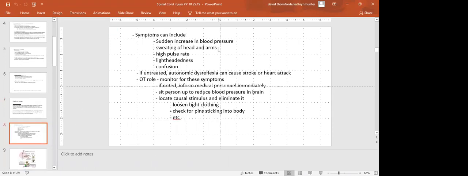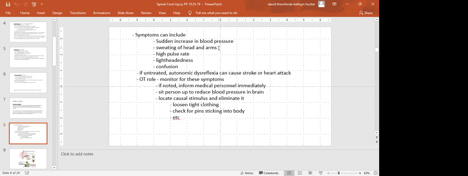The symptoms we need to be aware of are a sudden increase in blood pressure, sweating in the head and arms, high pulse rate, lightheadedness, and confusion. We need to be aware of these symptoms, so if these happen, we can inform medical staff and we can take some steps to reduce the things that may be bringing on the autonomic dysreflexia, because it can cause stroke or heart attack. Again, we monitor, we inform medical personnel.